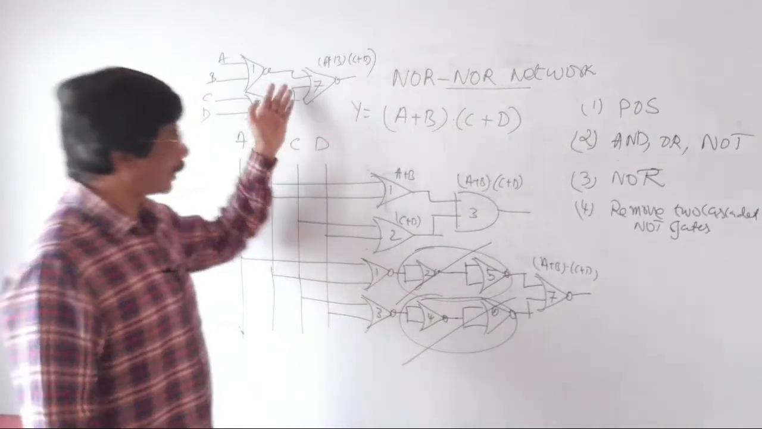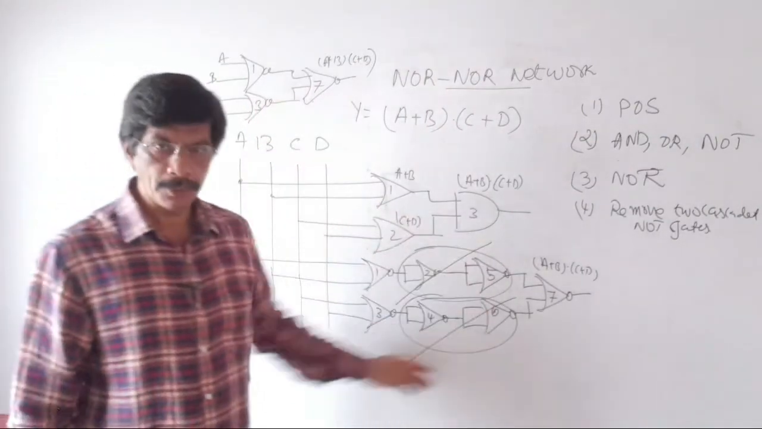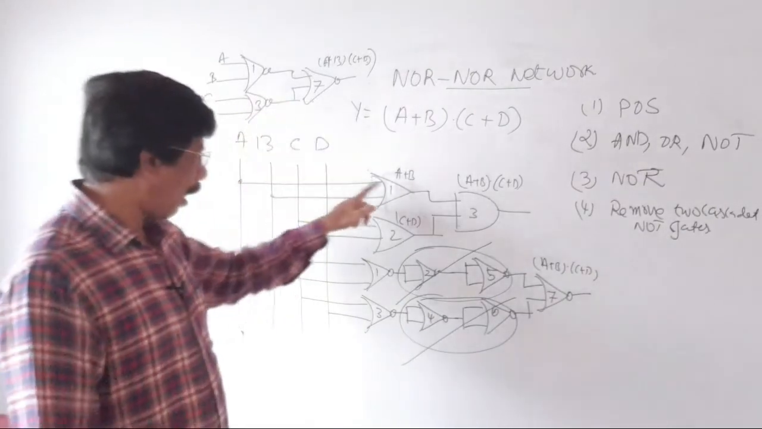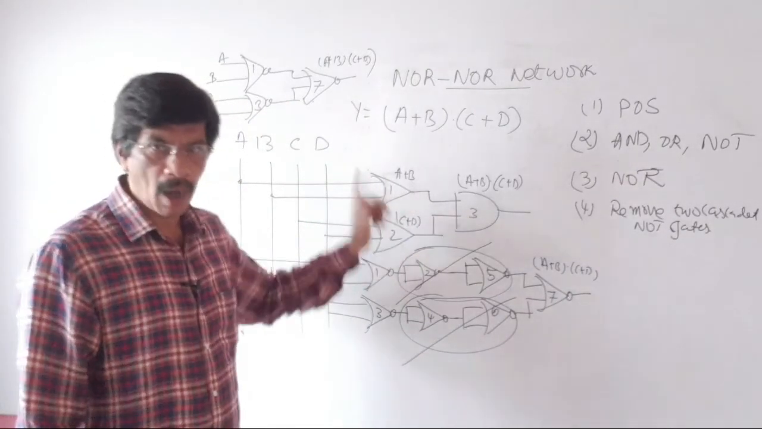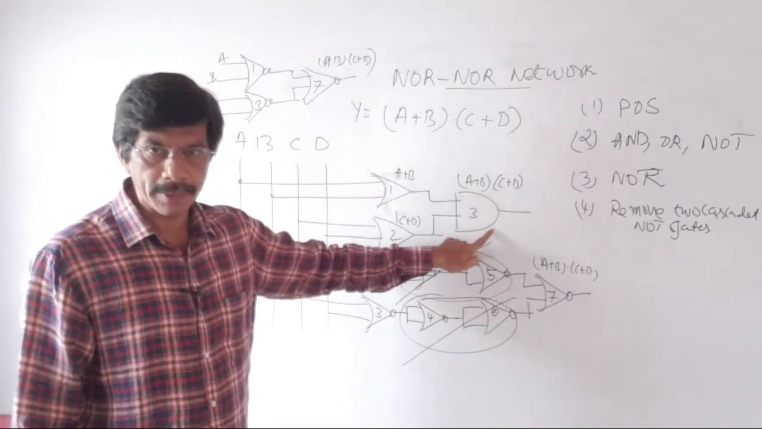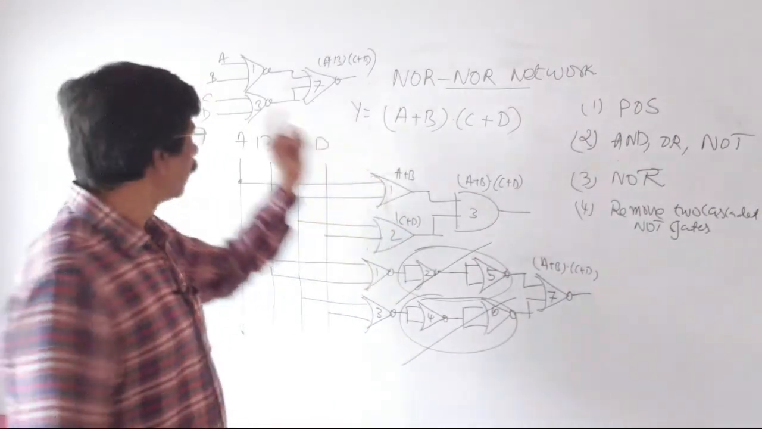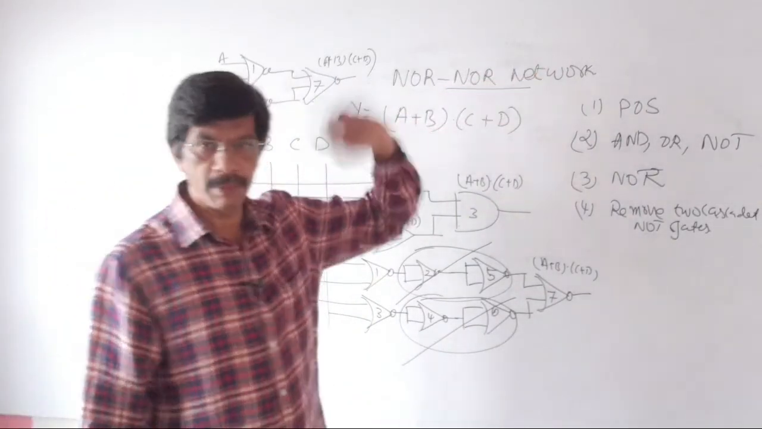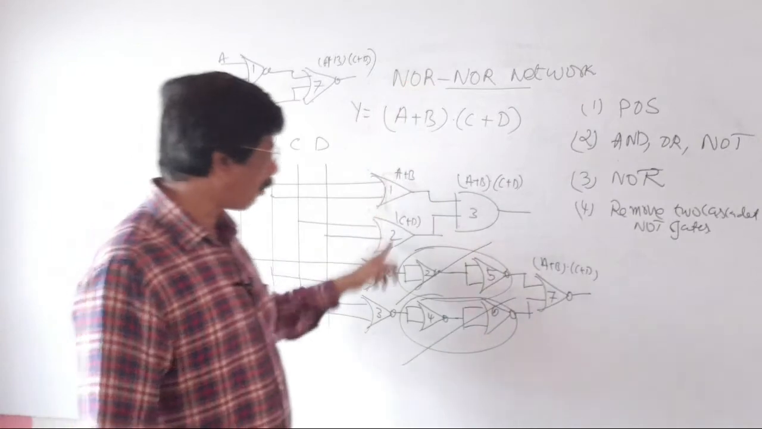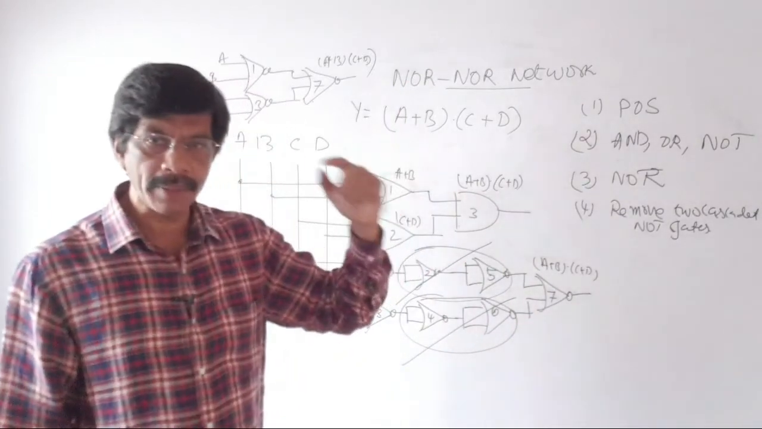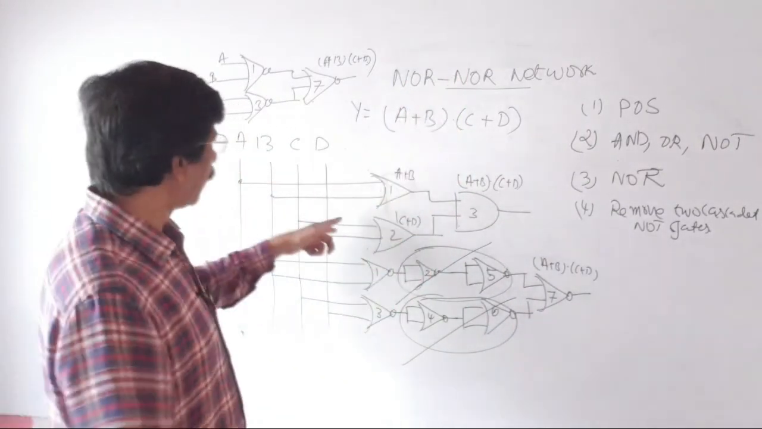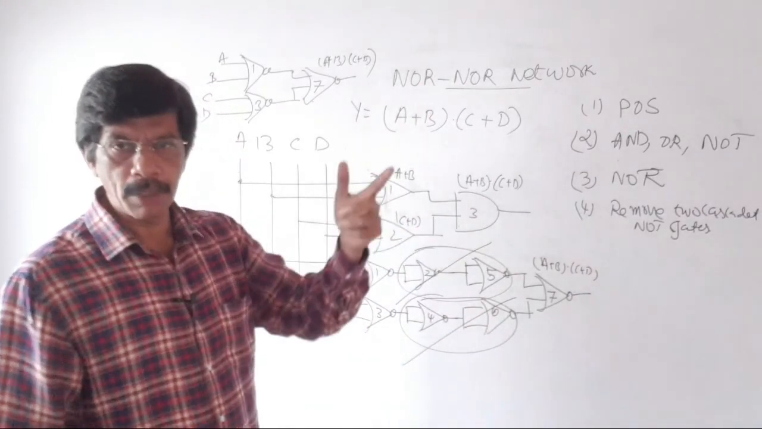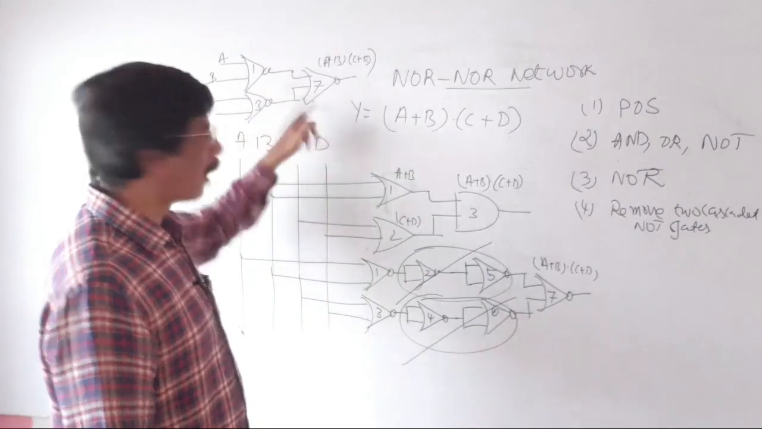So, look at this circuit. This entire circuit is replaced by this circuit. Basically, we have OR gate and AND gate. The OR gate followed by the AND gate is replaced by NOR network. This is the concept of NOR network. In the previous case, the AND gate followed by the OR gate can be replaced by the NAND network, and here the OR gate followed by the AND gate is replaced by NOR network.